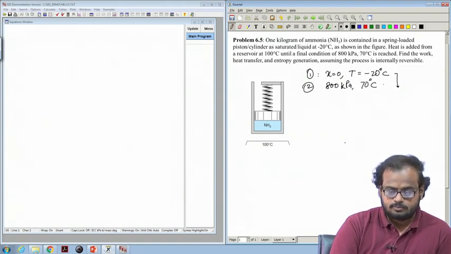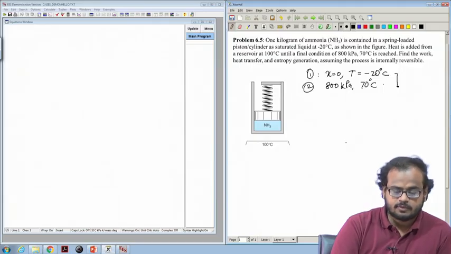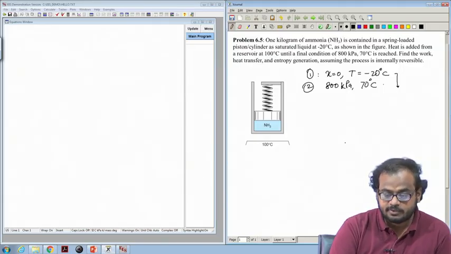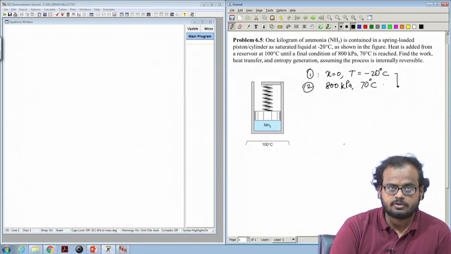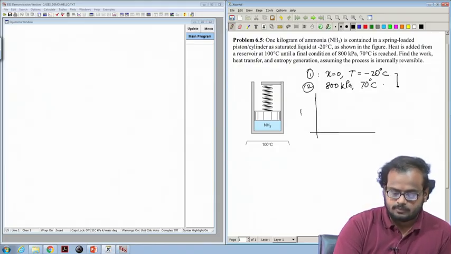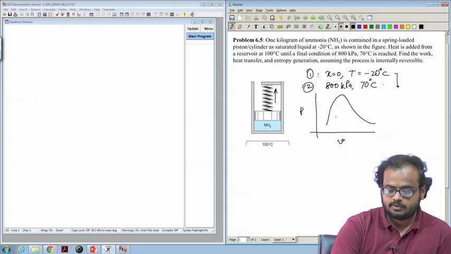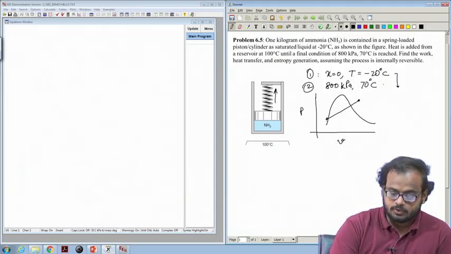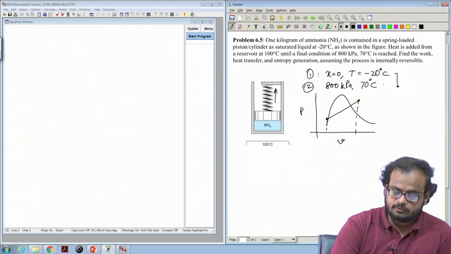So, how would the process look like? It is a spring loaded piston cylinder. What do you think the process looks like? The process is a straight line in the PV diagram. Given this linear characteristic, going from one state to the other, the work done is rather easy.